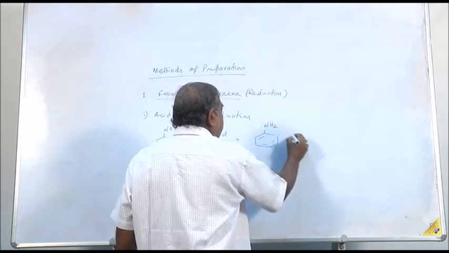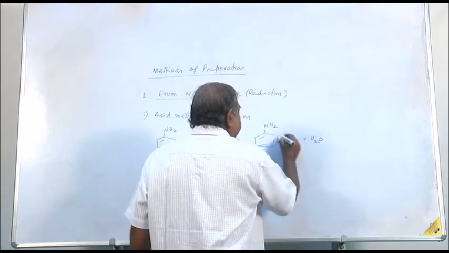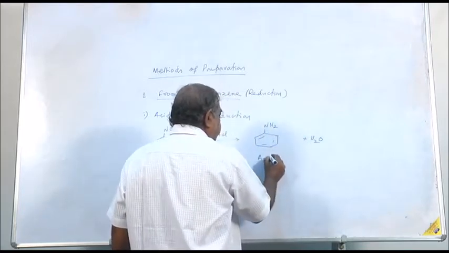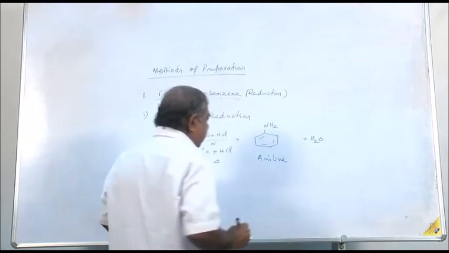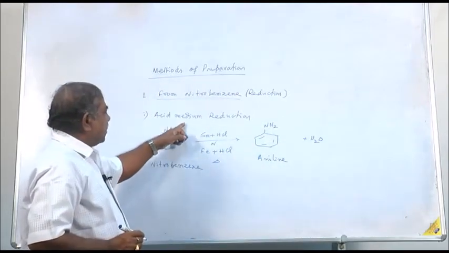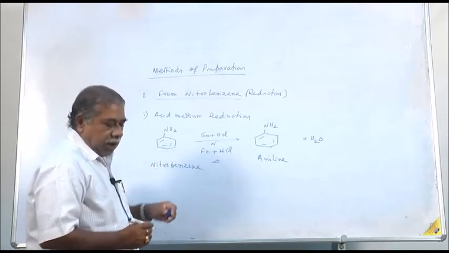Amino group, and you will get water. This is your aniline. So this is one method. It is called acid medium reduction since we have used hydrochloric acid.